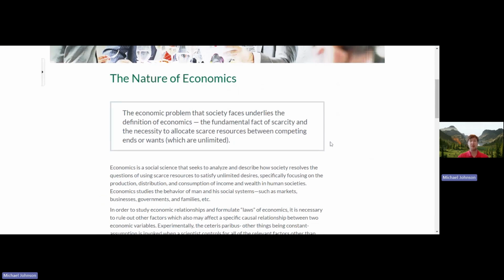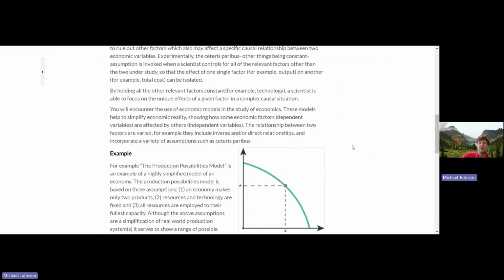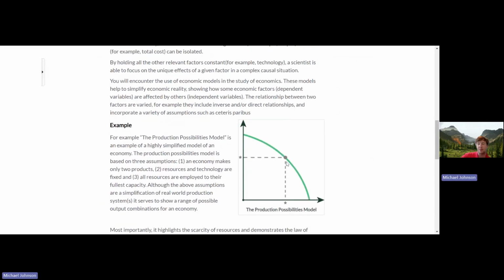Read this. The economic problem that society faces underlies the definition of economics, the fundamental fact of scarcity, and necessity to allocate scarce resources between competing ends or wants, which are unlimited. And production possibilities model is the amount of products that you can produce at the given resources. You always want to be on the line because that's efficient.